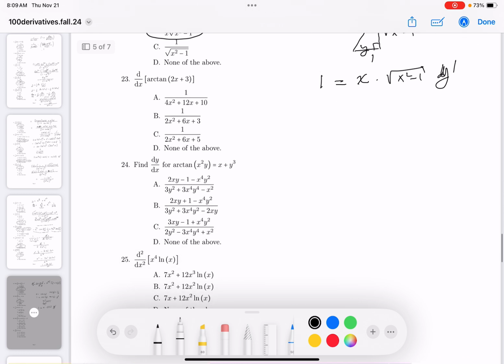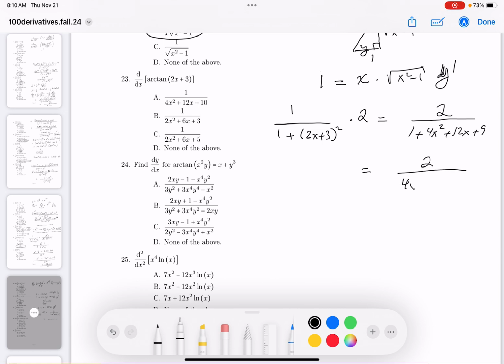All right, let's go to 23. 23 is the arctan function. All right, again, if you can't remember the derivative of arctangent, a little reason for concern, but it's really not that bad. I'll put this one over here. It's 1 over 1 plus the argument squared, which is 2x plus 3 squared, times the derivative of the inside, which is 2. Doesn't look that bad. I'll write this down. I don't see that answer, by the way. 2 over 1 plus 4x squared plus 12x plus 9. And it's going to be 2 over 4x squared plus 12x plus 10.